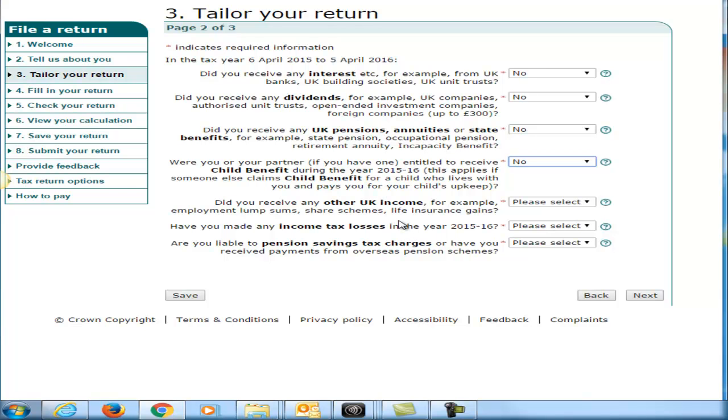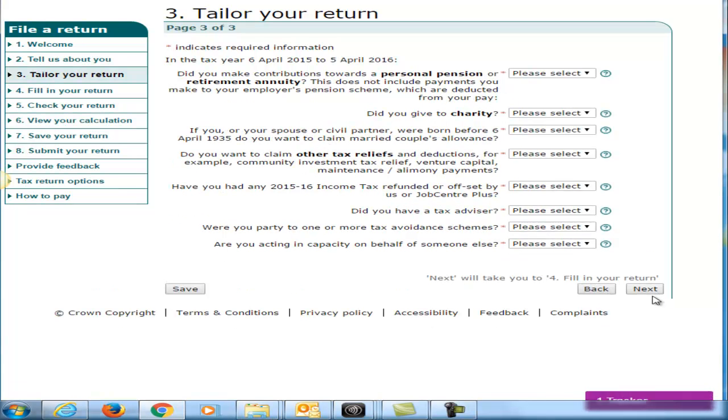Did you receive any other UK income? Employment lump sums. This is if you've been made redundant. This is where you'd put the redundancy payment and the £30,000 exempt limit. If you have income tax losses for the year, and if you're liable to the pension savings tax charge, the answer is mainly no.